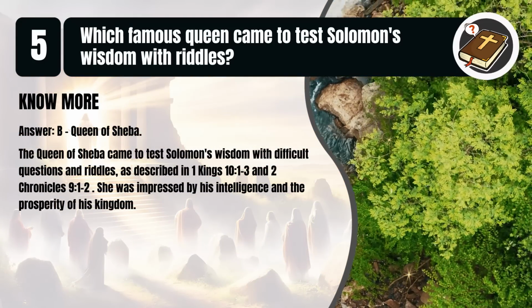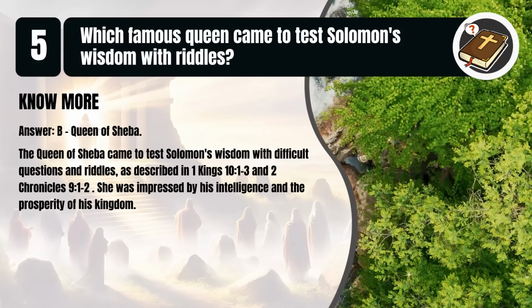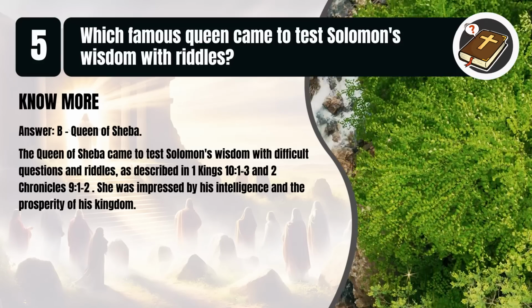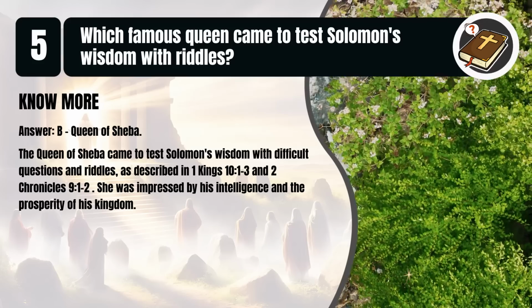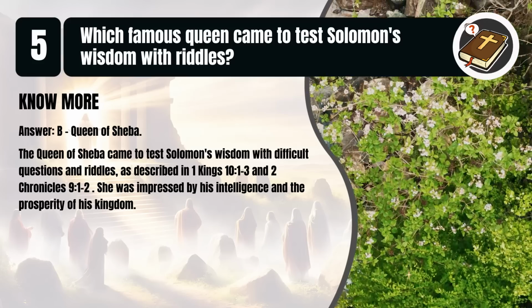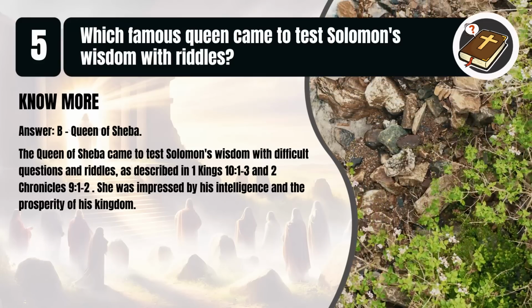The Queen of Sheba came to test Solomon's wisdom with difficult questions and riddles, as described in 1 Kings chapter 10, verses 1 to 3, and 2 Chronicles chapter 9, verses 1 to 2. She was impressed by his intelligence and the prosperity of his kingdom.